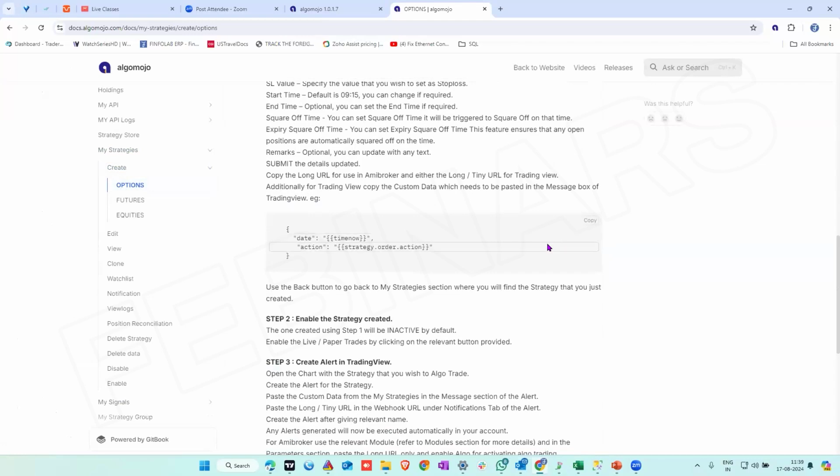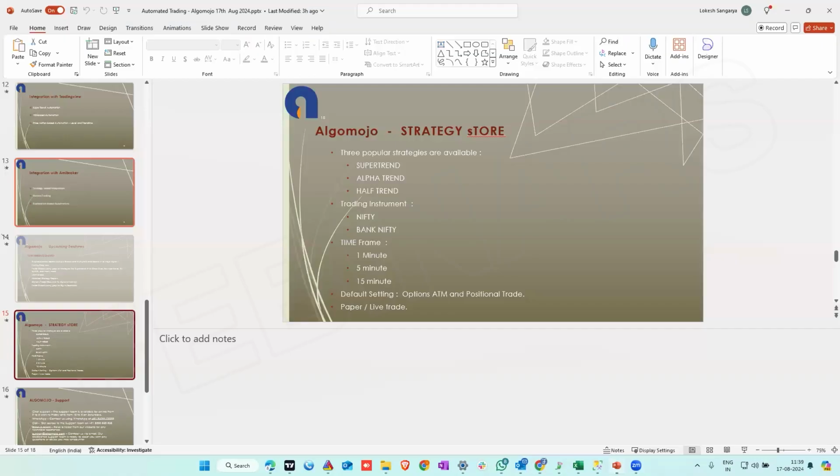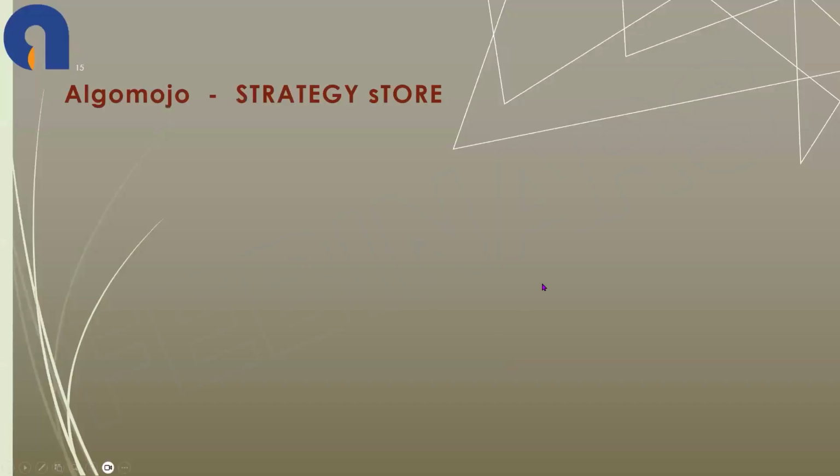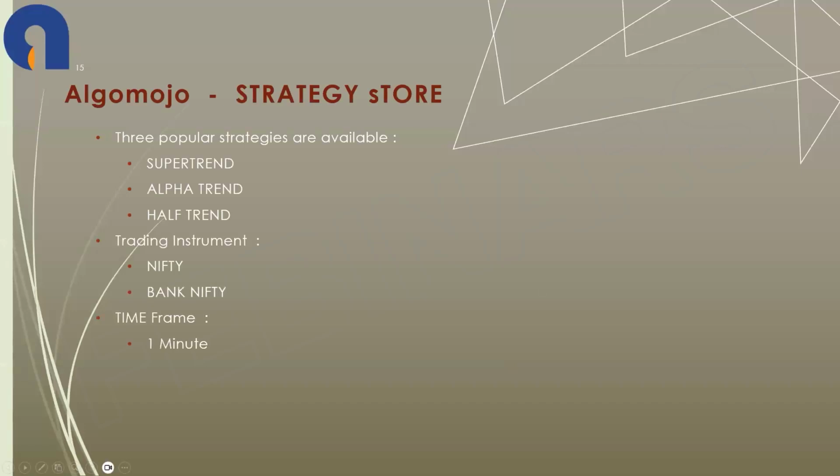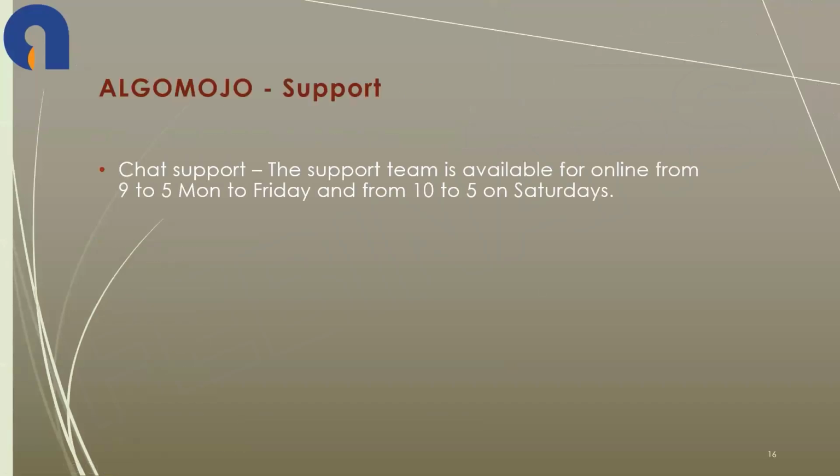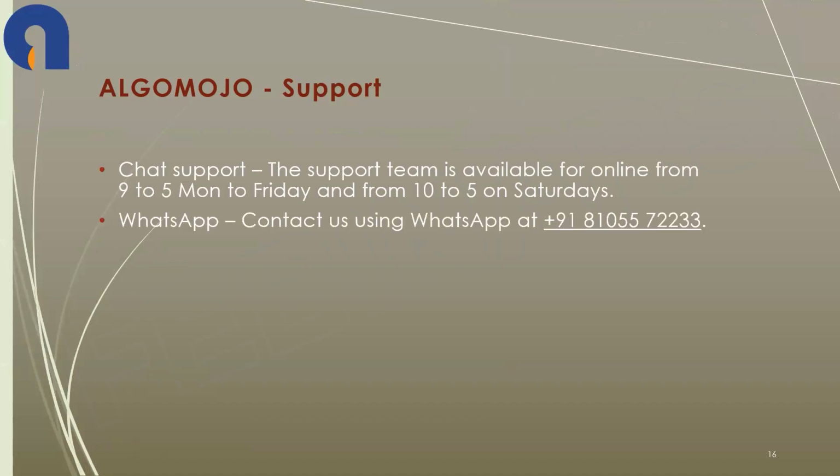Now, in case you need any support, let me tell you. Our offices are open from 9 to 5 on all trading days. Saturdays we work from 10 to 5, and you can contact us on WhatsApp. Our WhatsApp number is 81055 72233. You can call us anytime on this number.